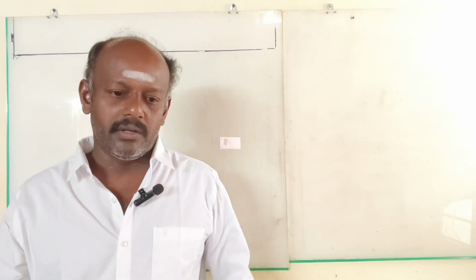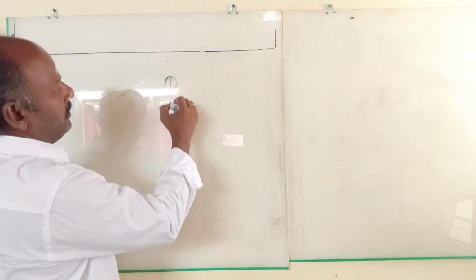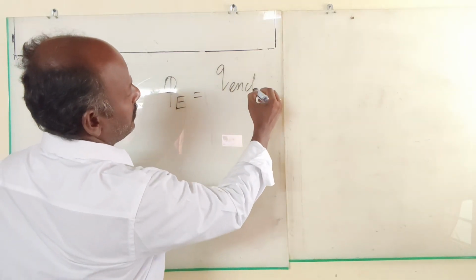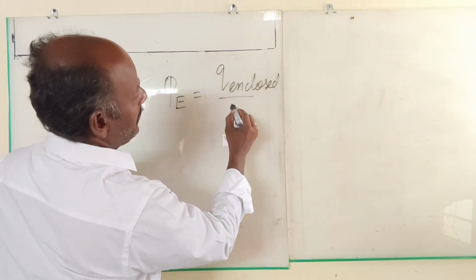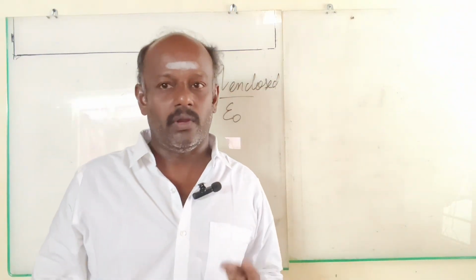So when it comes to Gauss law, first we have to know the definition properly. According to Gauss law, the flux passing through a closed surface is equal to the net charge enclosed by the surface. That is, electric flux phi E is equal to Q enclosed by epsilon naught. This is Gauss law, right?